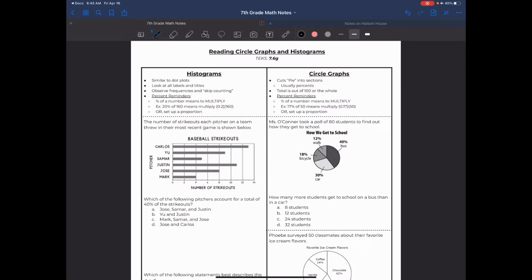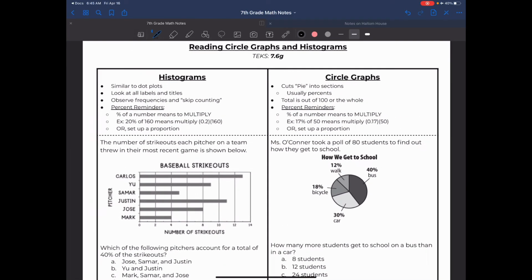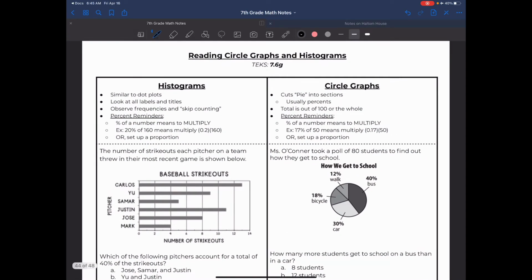We're going to get into these notes on reading circle graphs and histograms. And again, to be extremely upfront with you, it's going to be a lot of math work. Because if we look at it, histograms and circle graphs, hold on, put your date and what unit you're in at the top. I believe we're in unit 11 or 12, but just honestly, ask your teacher. Just to keep you guys organized.